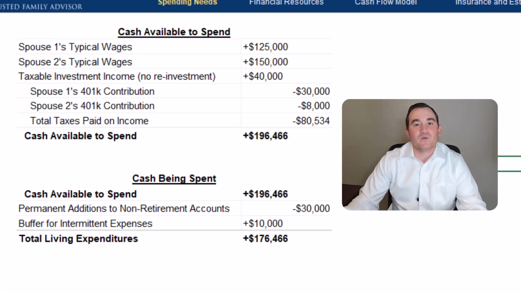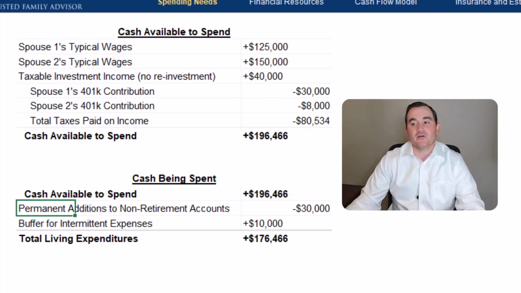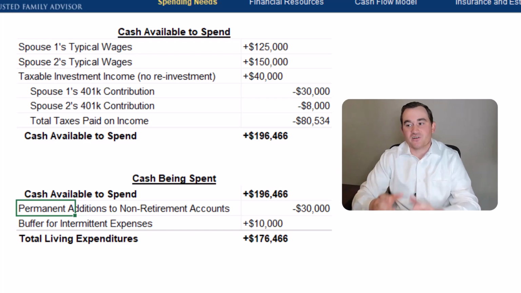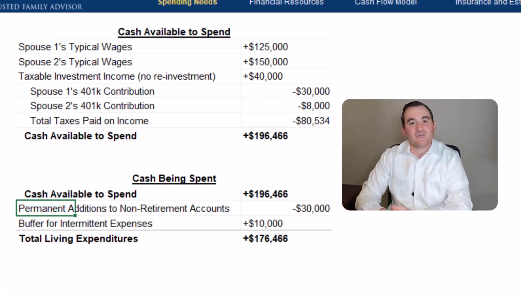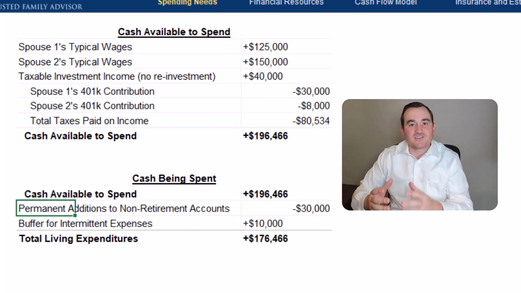So from there, we can make adjustments, right, based on reality and what's been happening. So the cash that they've had available to spend, again, is $196,000. They've been saving. Their savings accounts at the bank where their checks are getting deposited are rising by $30,000 a year annually, right? So after taxes come out of their income, they have money that's getting deposited into their savings accounts at the bank, and that money is permanently rising by $30,000 a year.